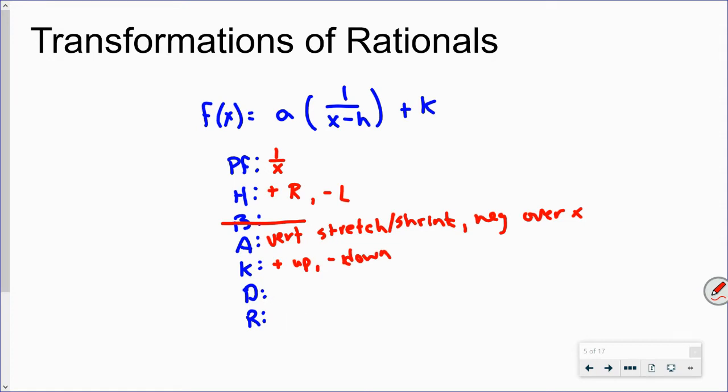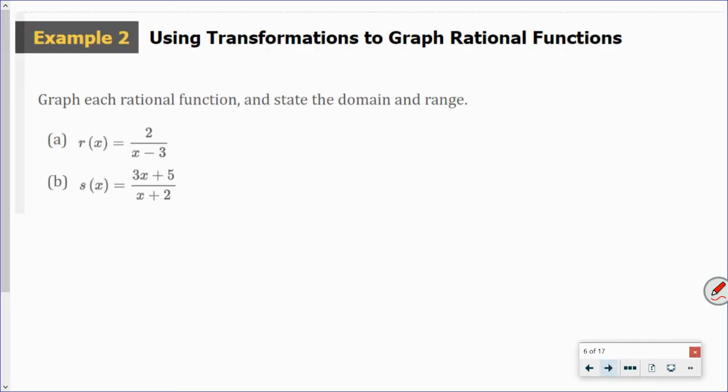And then your domain and range, those also shift. If I move this up or down, my range is going to change. If I move it left or right, my domain is going to change based on those movements. Now, the hard part will be getting it into this form. It's not always going to be given to you in this form. In fact, it is highly unlikely to be given to you in this form. So let's look at a couple of these where we may have to do some work to actually get it in the right form.